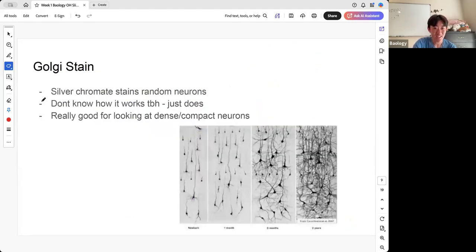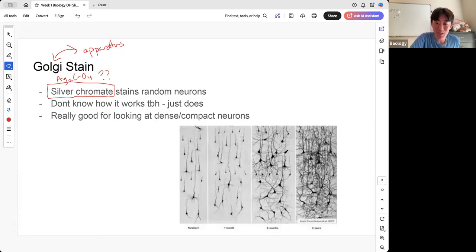Now let's talk about a different stain. Let's talk about Golgi stain. It's probably named after Golgi. You may think of this as the same guy who has the apparatus, but it's unrelated. It's just the same guy's name. How the Golgi stain works is it has silver chromate, so that's an ionic compound. It's Ag2CrO4, question mark, question mark. I don't know. I don't do chemistry. And this compound stains random neurons.